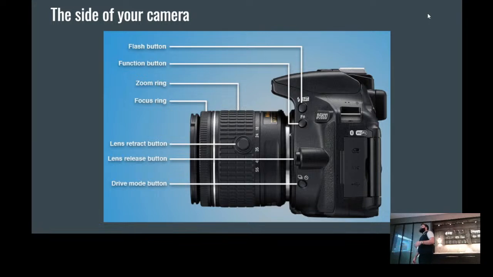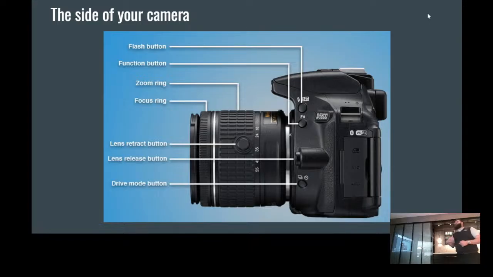From there, then we have the zoom ring, which will then zoom our lens in and out as long as we have a telephoto lens. We have a focus ring on there. If we're not using automatic focus, this lets us manually focus. We have a lens retract button if you have a lens that requires a button for you to open and close or telescope the lens in and out.